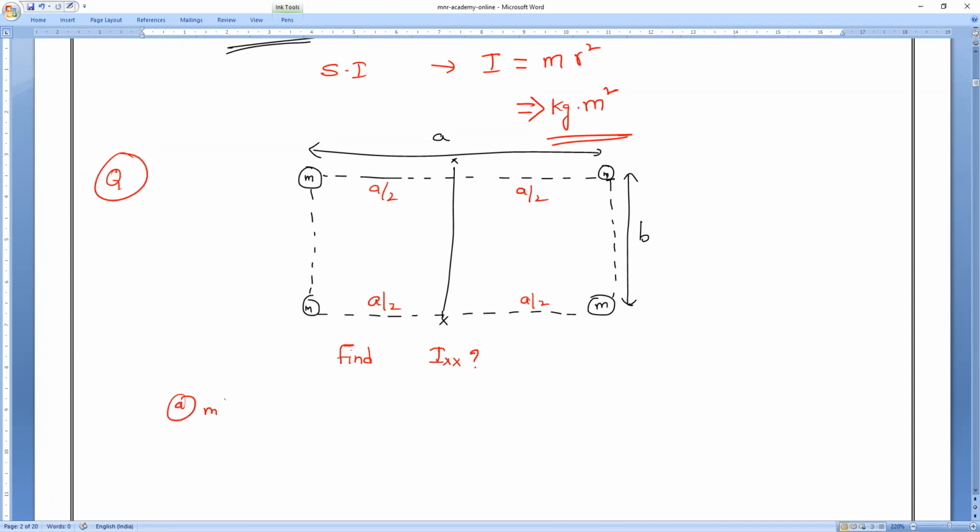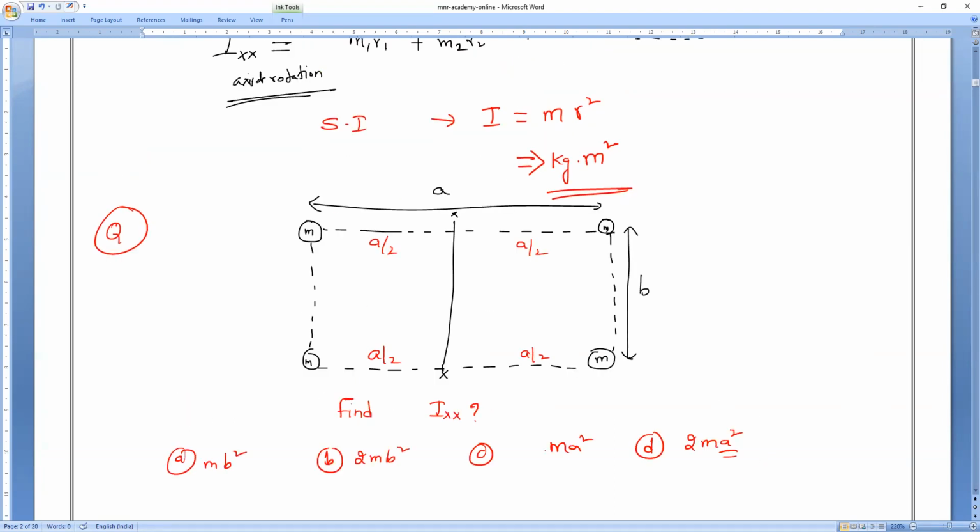Option A, M B square. Option B, 2 M B square. Option C, M A square. Option D, 2 M B square.